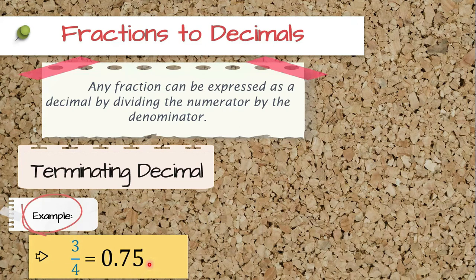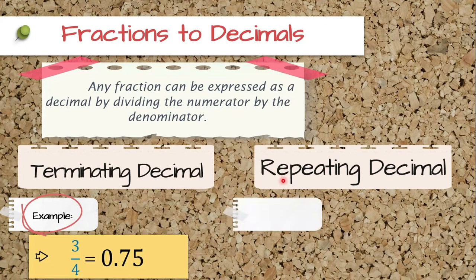So if there is no next digit after 5, meaning to say, merong katapusan, merong hangganan. So hanggang 5 lang yung kanyang digit. That is a terminating decimal.